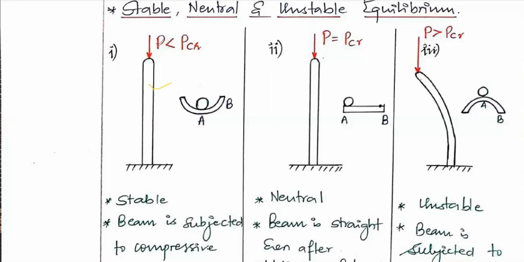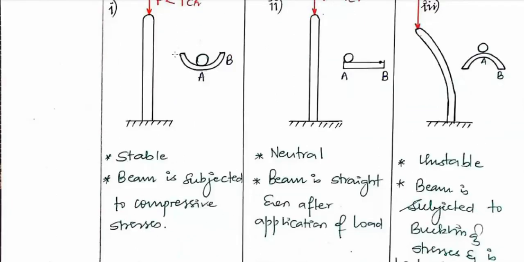When the applied load is less than PCR, the body or the column will be in stable equilibrium. Here the beam will be subjected to compressive stress. So that I have shown here, compressive stresses. The beam will be subjected to compressive stresses.